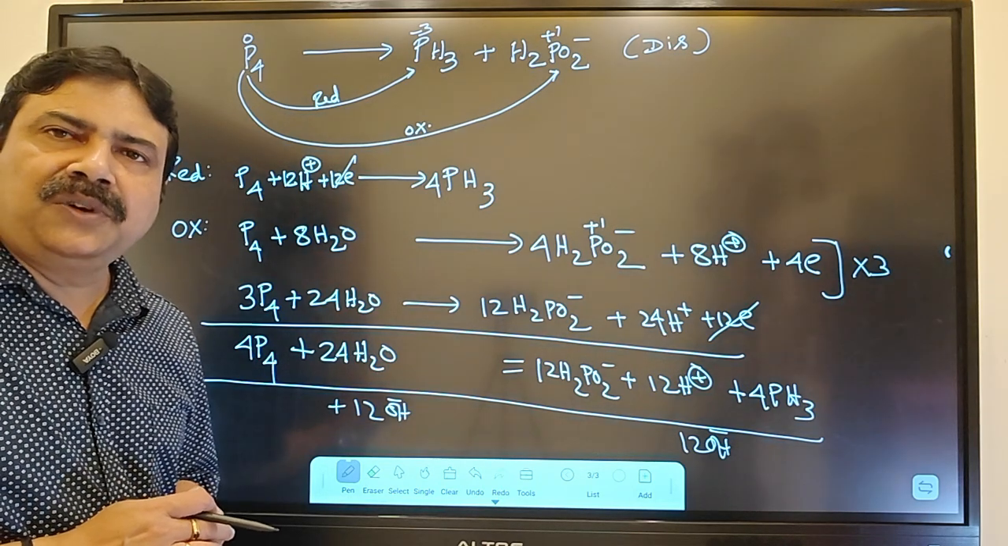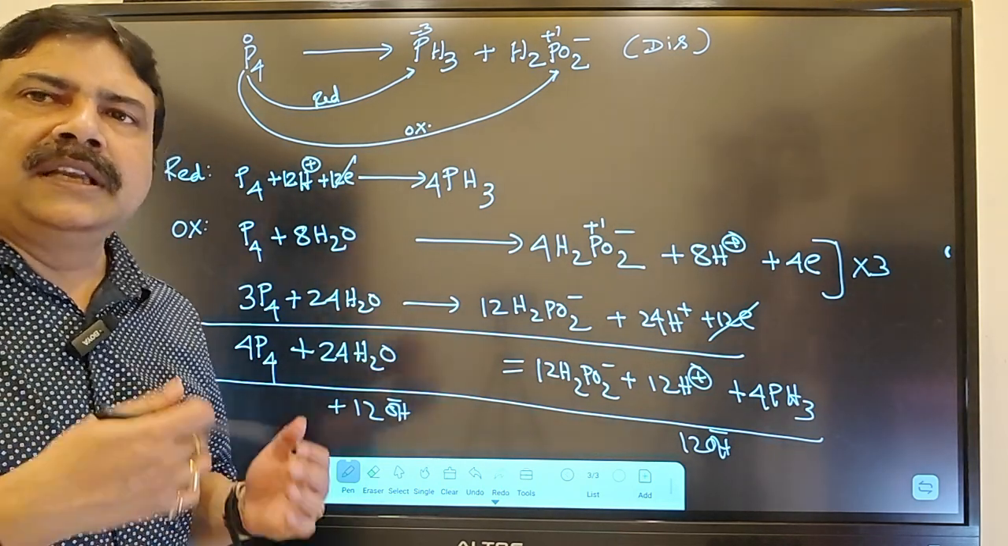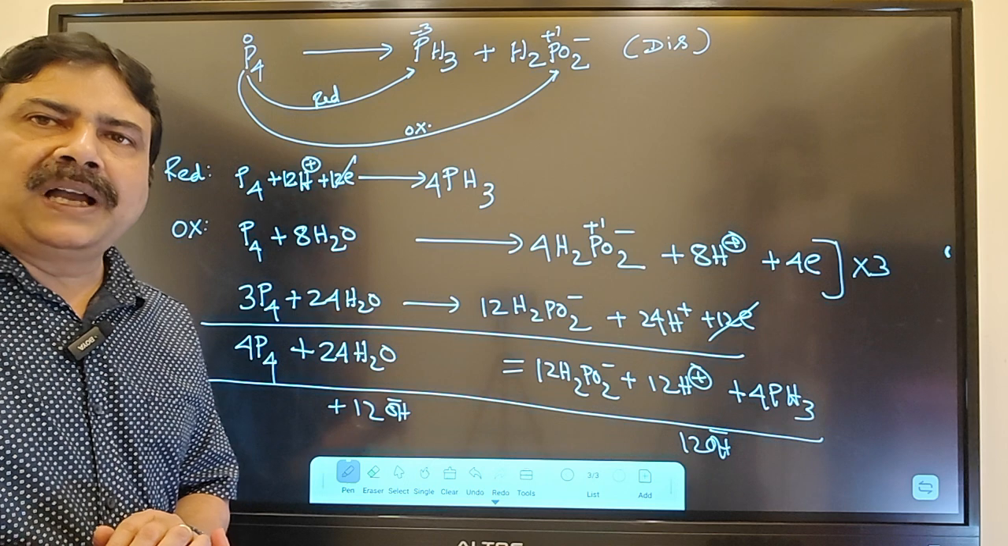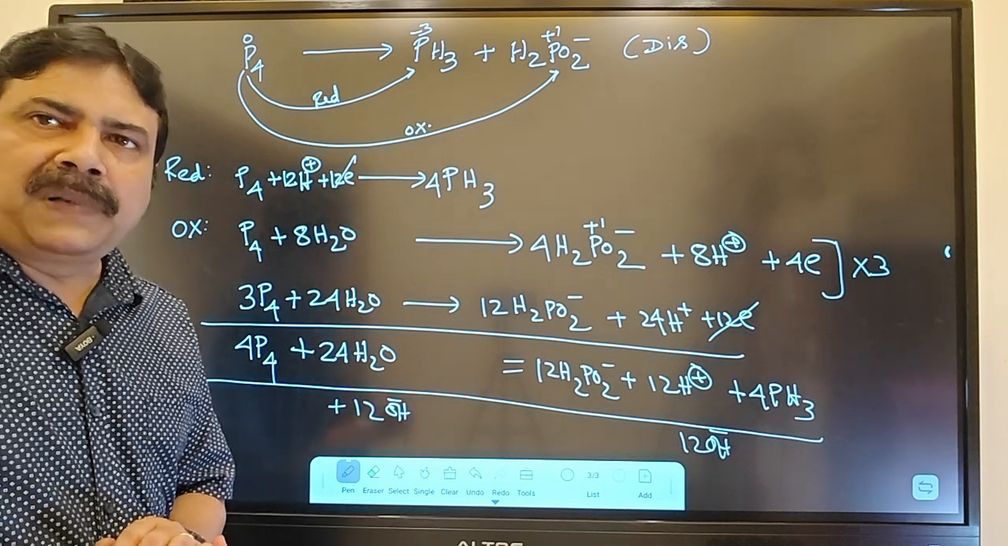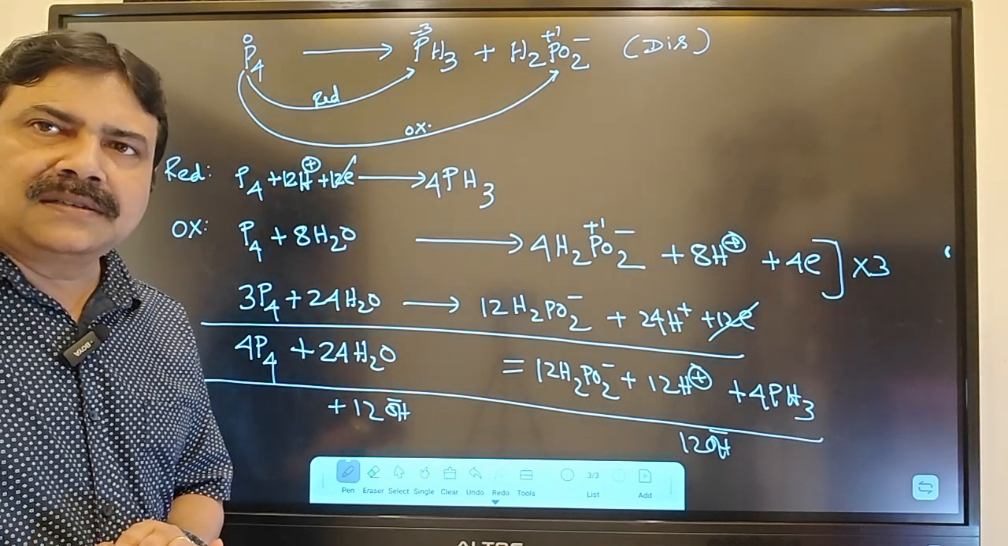Is it clear to everybody? I hope everybody got the clarity on how to balance the redox reactions by the ion electron method as well as the oxidation number method.